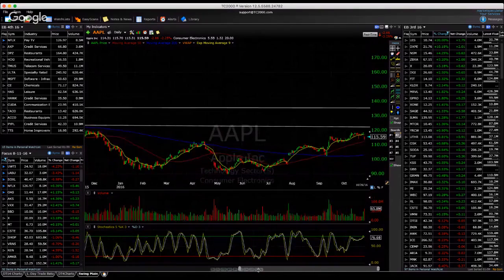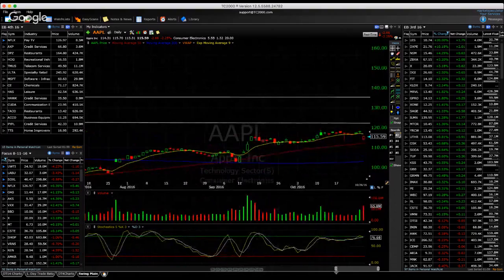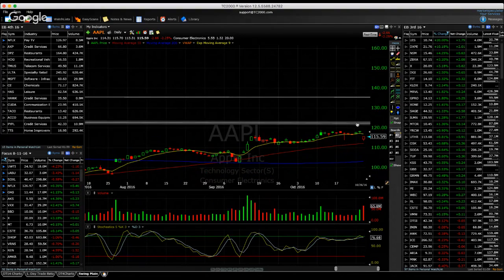So we're going to be watching that very closely. And what you could do also, if you take the gap reversal, you can always add if it clears this next level, and add again if it clears this next level.